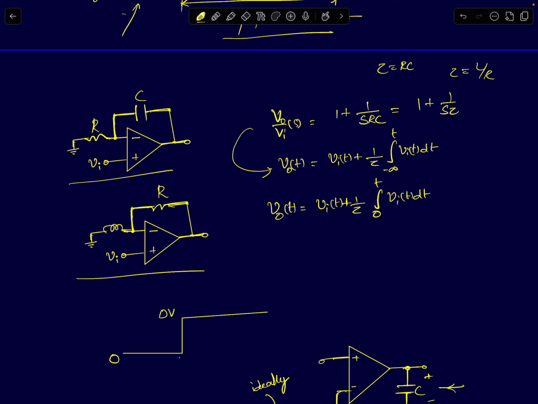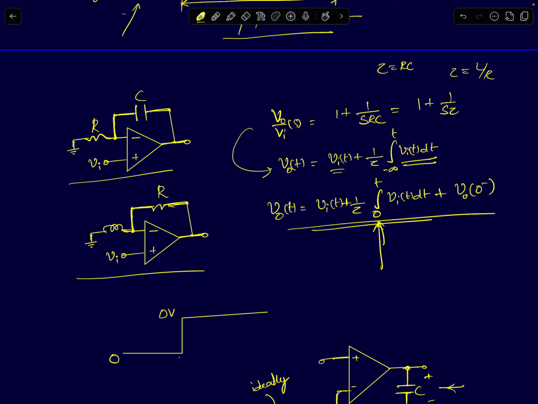that looks like this: Vi of t plus 1 upon tau integral from minus infinity to t of Vi dt. And if I assume that the input arrives only at t equal to 0, then the integral will run from 0 to t instead of minus infinity to t. And then I should also add the initial condition, V naught of 0 minus here. So this is how the expression will look.